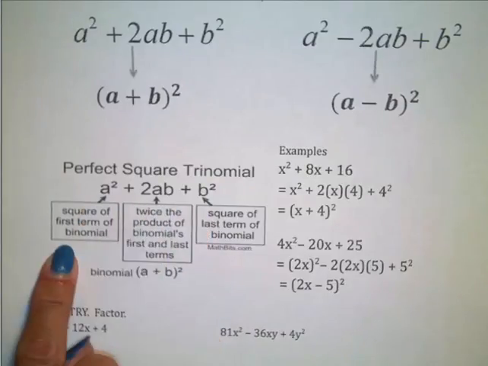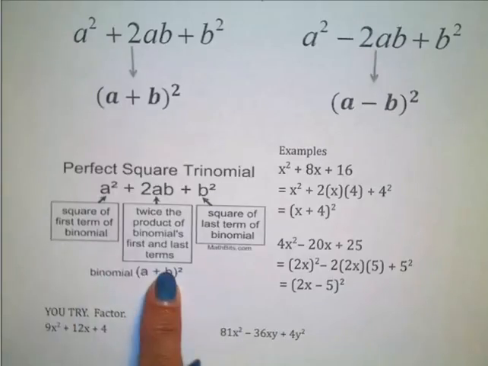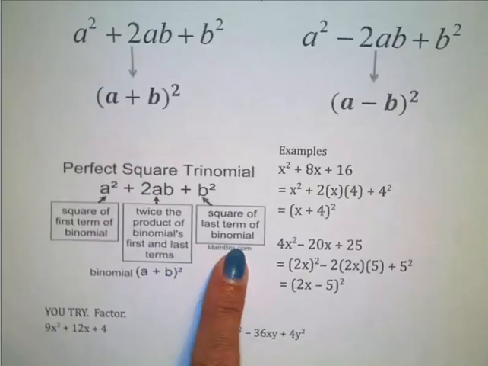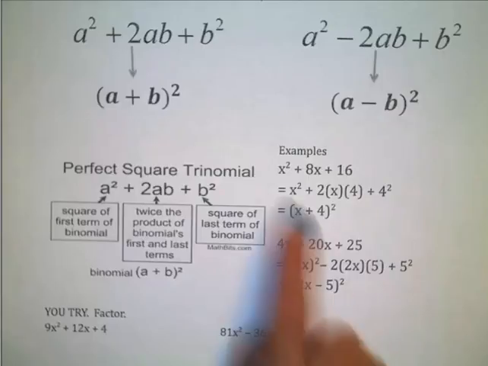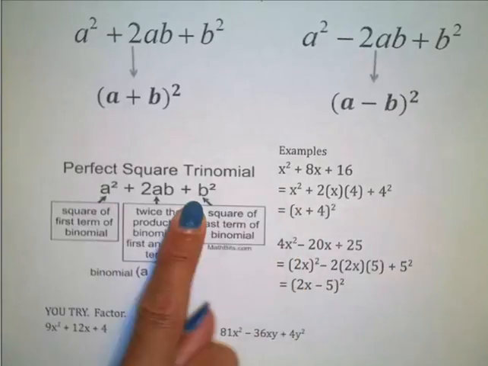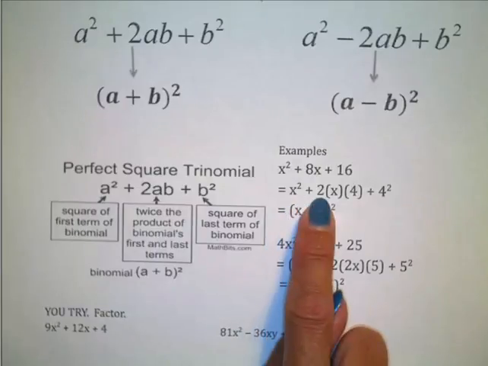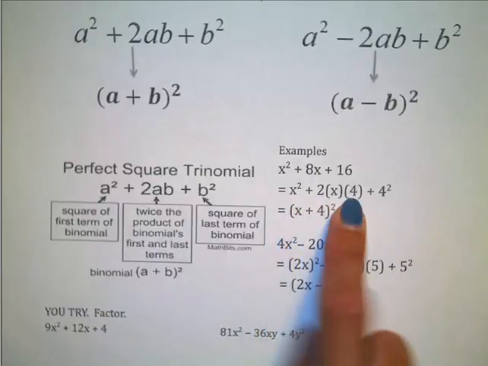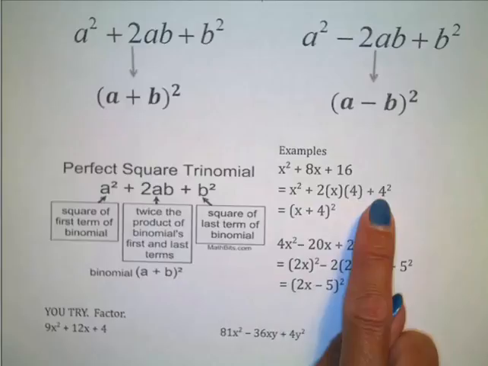So your square of the first term of the binomial, you have twice the product of the binomial's first and last terms, and you have a square of the last term of the binomial. So here's our two examples. x squared plus 8x plus 16. We broke it down into this form: x squared plus 2 times a times b plus b squared.